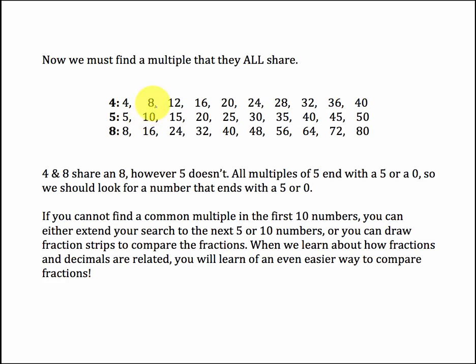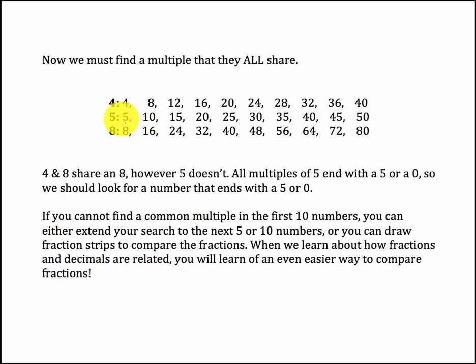Right away, I see that there's a couple of 8s here. So 4 has 8 as a multiple. 4 times 2 is 8. And 8 is obviously a multiple of 8 because 8 times 1 is 8. However, all 3 of these need to share a number. Right now it's just 4 and 8.